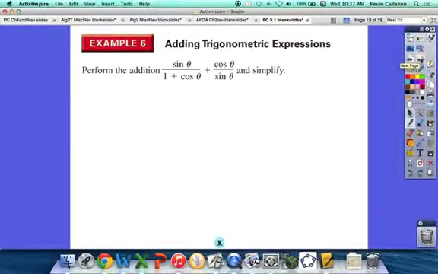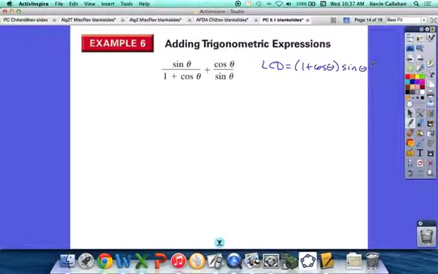Okay, adding expressions. Again, these two fractions, how am I going to add them up? What do I need to do to add them up? Their common denominator, right? Well, what would be the common denominator between 1 plus cosine in this fraction and sine in this fraction? How about the least common denominator will be 1 plus cosine times the sine. Right? You can always just multiply the two together.